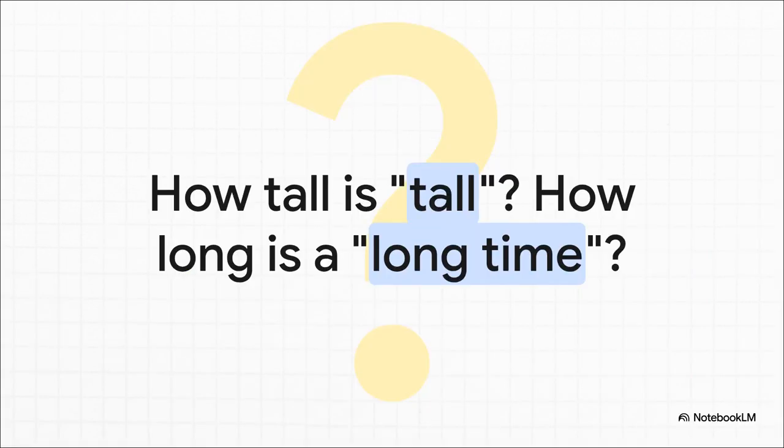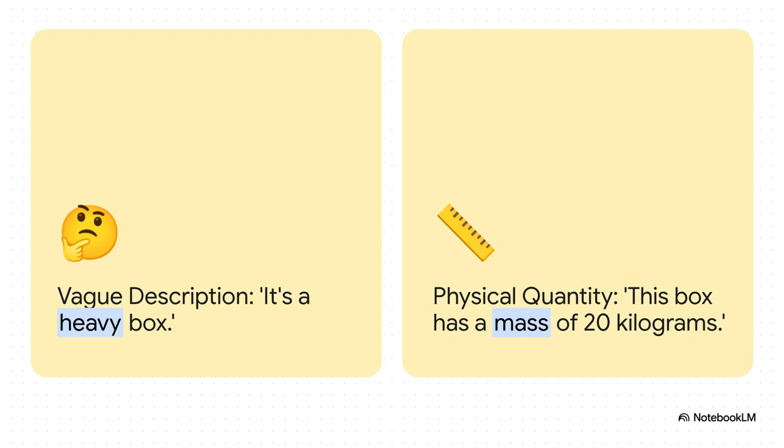Think about it. If someone says an experiment takes a long time, what does that even mean? Should you wait for minutes? Hours? Days? These kinds of words are just too vague. They're subjective. And for science, that's a massive problem that had to be solved. And here's how we solve it.